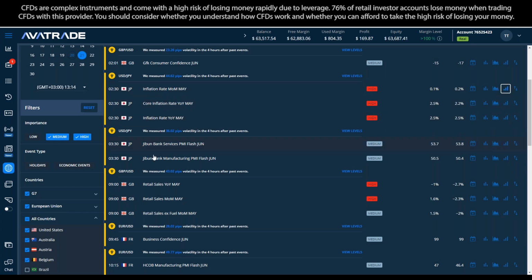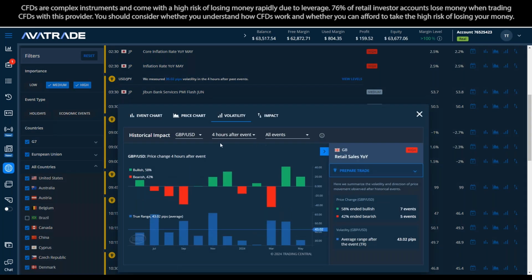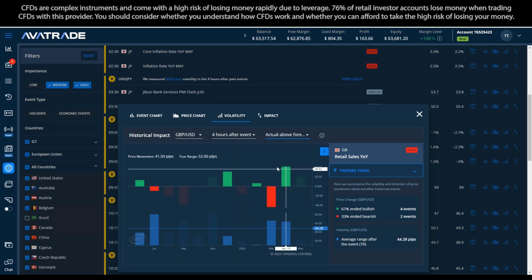And so you can analyze each of these announcements, and you'll find that some have much stronger movement than others. And both of these are retail sales, but what we'll see out of these is I believe the year over year has a stronger effect than the month over month out of Great Britain. And so if we look at year over year movement on retail sales, 4 hours after the event, if it comes in above forecast, 2/3 of the time it goes up, 1/3 down, pretty significantly up. We're talking 44 pips range movement.